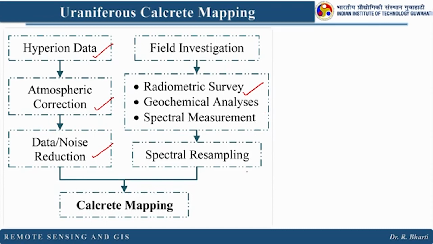And once you do that, then spectral resampling was done, because the data available from Hyperion has a different bandwidth and number of bands. And the data which we got from the spectroradiometer has different bands and bandwidth. So, the sampling rates are very different from each other. So, you need to maintain uniformity so that you can perform a comparison. And once you do that, after the analysis you will get the calcrete map and specifically the Mg calcrete.